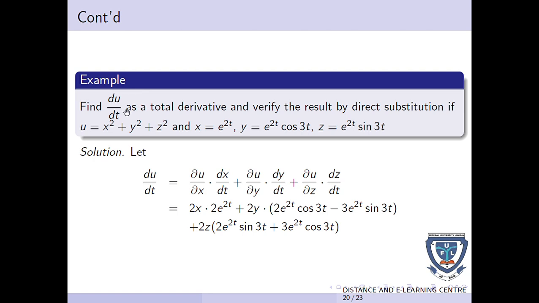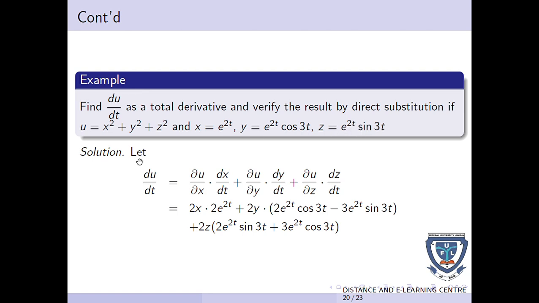Now let's look at another example here. Find du dt as a total derivative and verify the result by direct substitution. If u is equal to x squared plus y squared plus z squared and x equal to e raised to power 2t, y equal to e raised to power 2t cos 3t, and z equal to exponential raised to power 2t sin 3t.